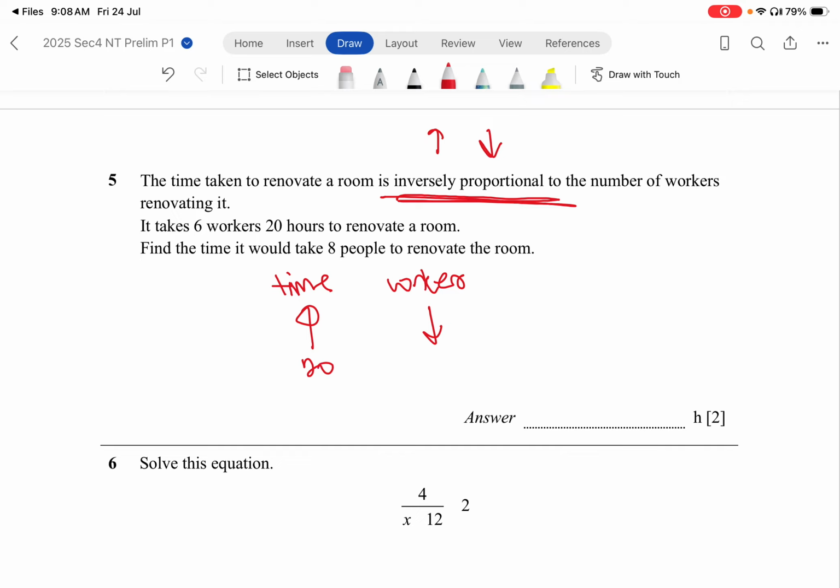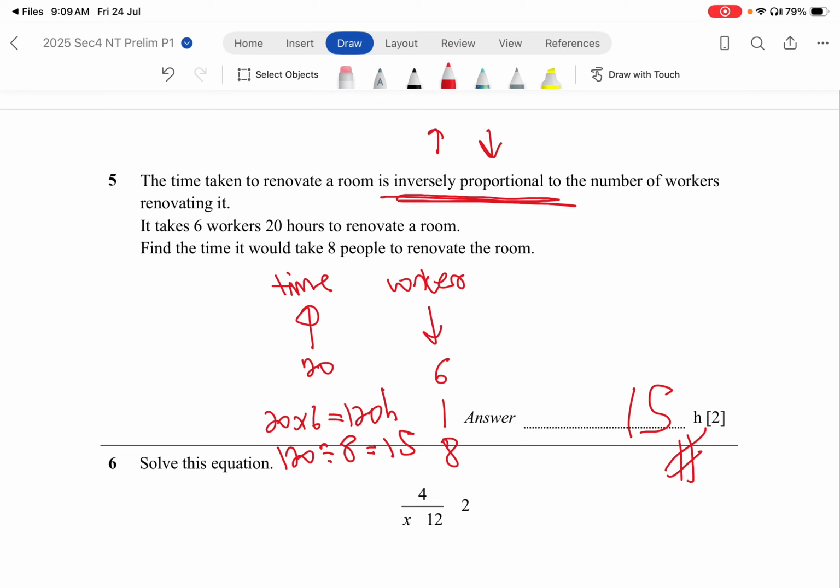I need 20 hours for 6 workers. If I only have one worker to renovate the whole room by himself, he needs 20 times 6, 120 hours. Because he is one person, it takes him longer. So that's why it's called inverse, opposite. One person takes 120 hours, 8 persons, you divide 120 by 8, shorter time. 15 hours. You see this part?